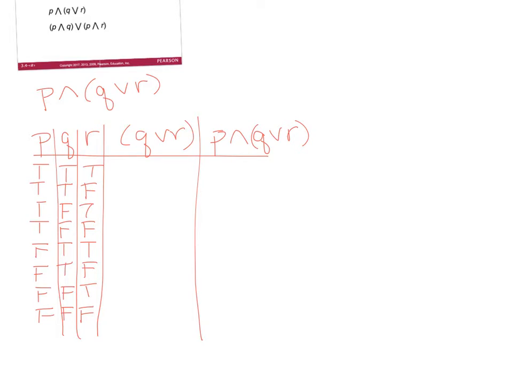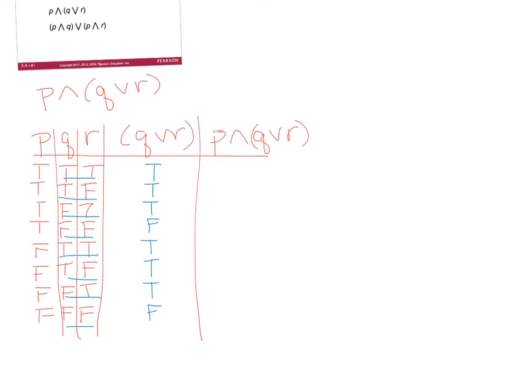Now, we need to figure out the right side of the statement first, the Q or R, because it's in parentheses. And remember, for an or statement, as long as one of the items is true, then we would consider them both to be true. So if we look at the Q and R, we have true, true, true, false, false, true, false, false. It's the only time you're going to get a false in an or statement. True, true, true, false, false, true, and false, false. That'll cause a false.